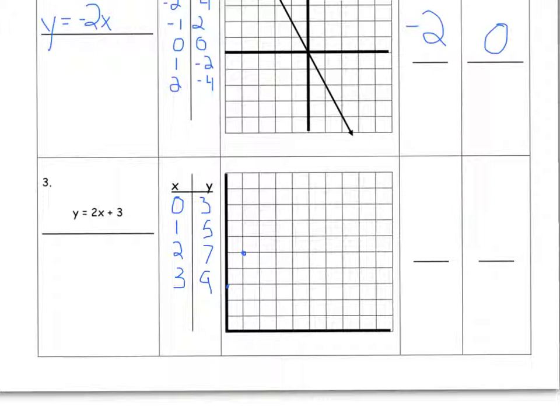Okay. When x is 2, y is 7. And then when x is 3, y is 9. So that's enough to give us an indicator of where the line is going to be. So that's the graph. And let's look at our rate of change. Our rate of change is, let's see, at the y, 3 to 5 to 7 to 9, our rate of change is going to be 2. And we can also tell that by looking at the equation as well, 2. And the y-intercept is 3, because here's the y-intercept here.